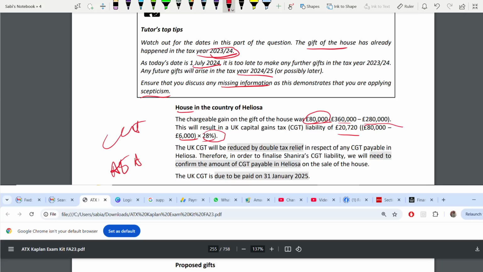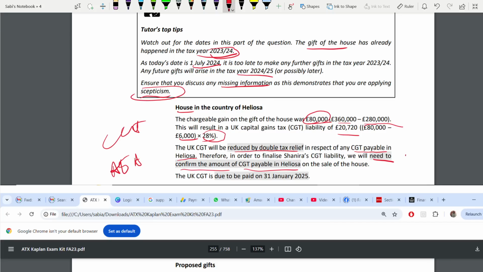Now, this could be further reduced by double tax relief if you have paid any CGT in Heliosia. So we are talking about missing information, right? We don't have that information. So you can say we need information about the CGT that is payable in Heliosia. We need that information here. That was not given to you, so you can mention that. By mentioning it, you are going to get your professional skepticism marks.